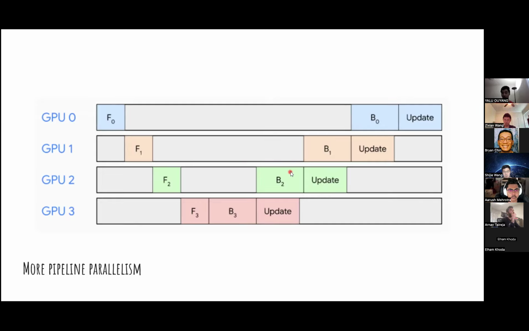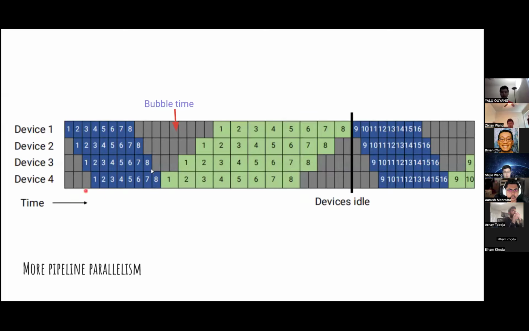Now, this is a trivial version of this, but as you can see, there are a lot of gray blocks here. These are what we call bubble time, and it means that hardware is idle. It's not doing anything, and that's wasting the performance. So what we want to do is minimize the gray spaces, the bubble time, so that we are utilizing the hardware more efficiently.